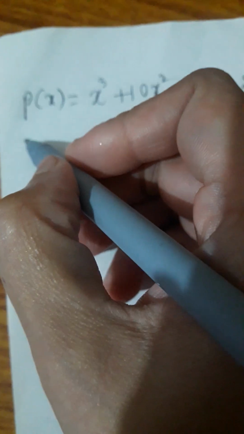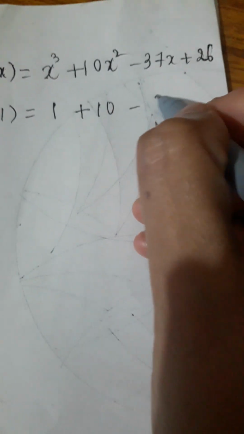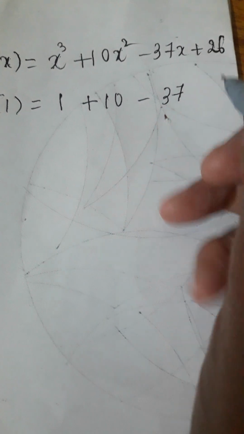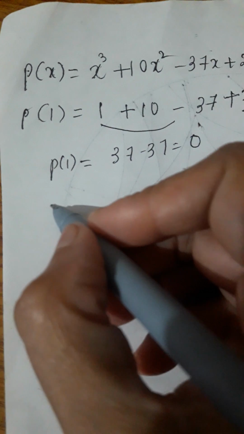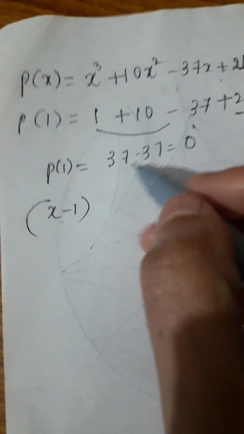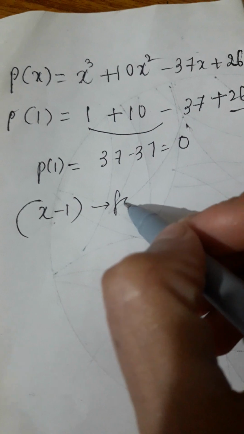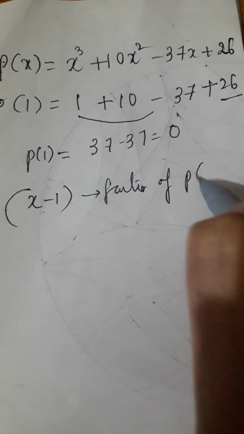Firstly we have to find out one of the values, isn't it? One of the roots. So when you say p of 1, that is putting x is equal to 1, we have seen 1 cube is 1, 10 into 1 square is 10, minus 37 into 1 is minus 37, plus 26. Of course, when I add 10 plus 1, 11, 26 plus 11 is 37, which gives me 37 minus 37 is 0. So p of 1 is 0, which implies that x minus 1 is a factor of the polynomial p of x. This is what we know from the remainder and factor theorem.